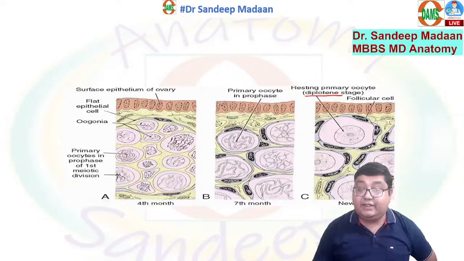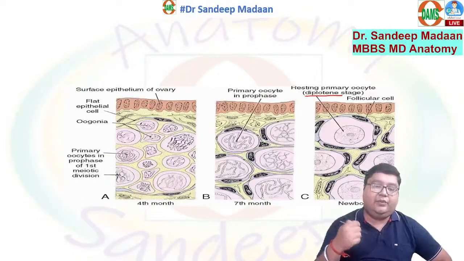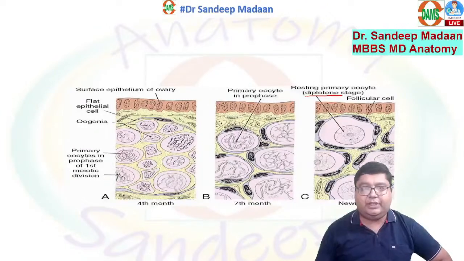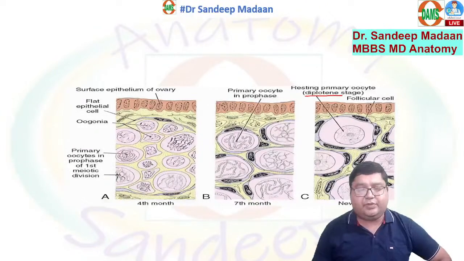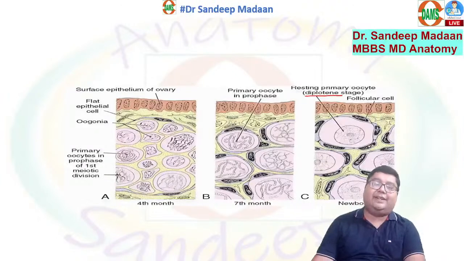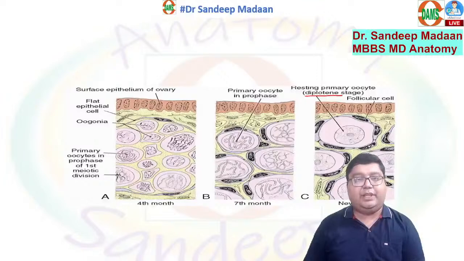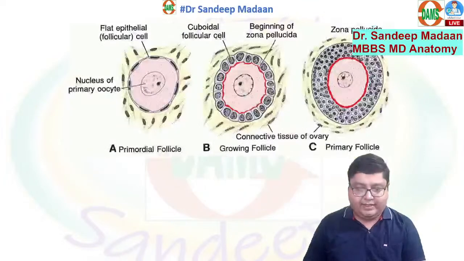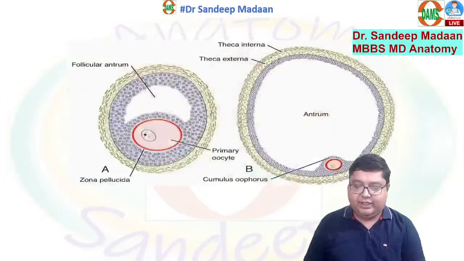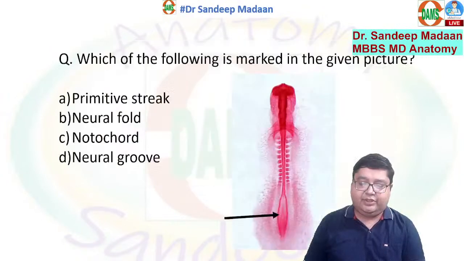And the LH surge will come. Now this LH surge, which comes just before ovulation, around 36 or 37 hours before ovulation, will break this arrest, and the secondary oocyte in the meiosis 2 stage will be ovulated. Now this is what we can see, these follicles, and this is how they will be eventually released.